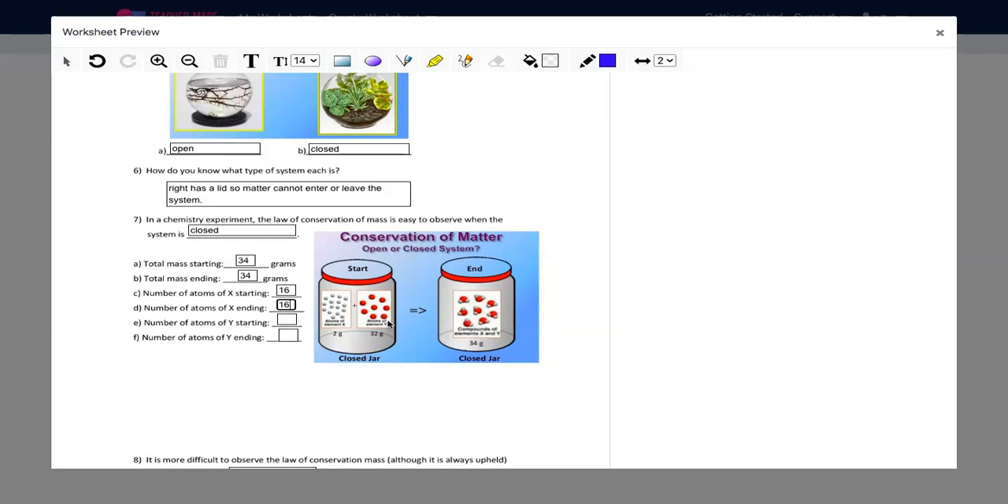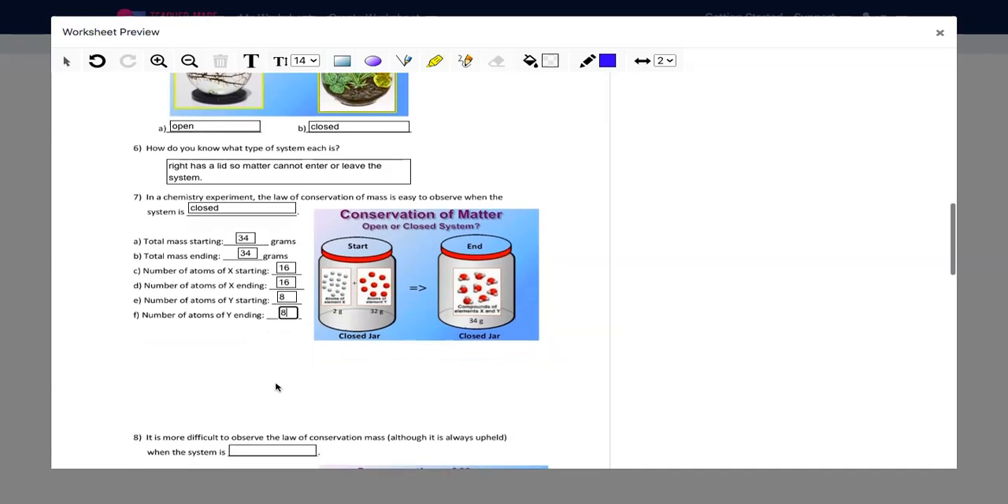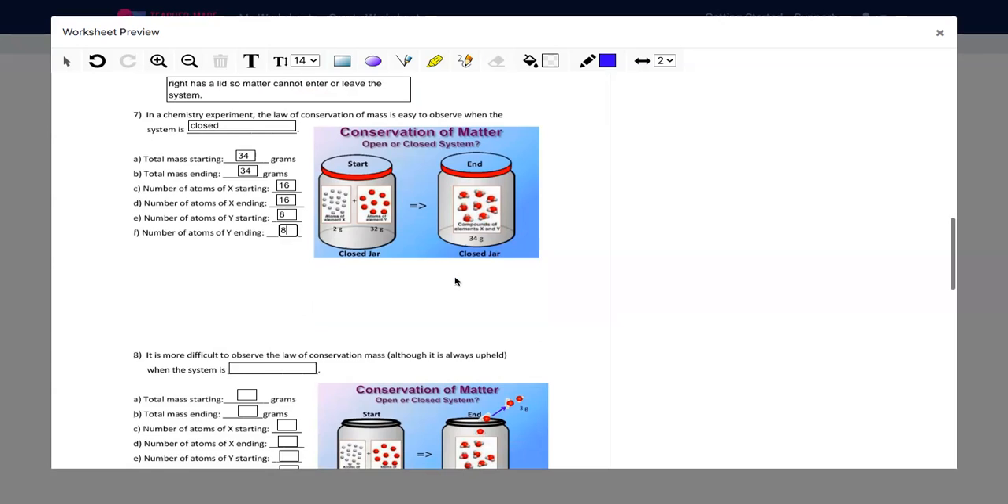With element Y, we have 1, 2, 3, 4, 5, 6, 7, 8 atoms that are on the reactant side. And when they react with element X, we get the compound, and the compound has 1, 2, 3, 4, 5, 6, 7, 8, just counting the red circles of Y. So this clearly shows that in a closed system, what we weigh at the start, or what we mass out at the start, should be equal to what we mass out at the end.